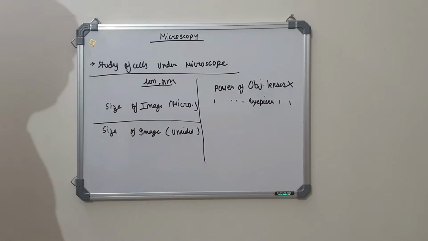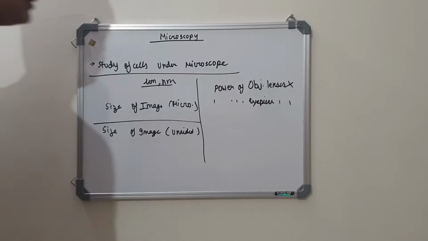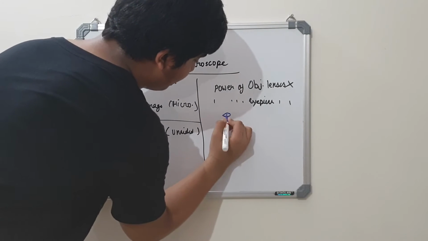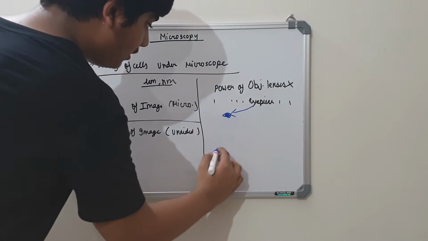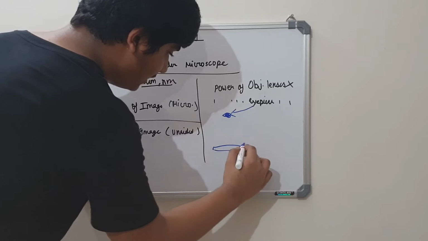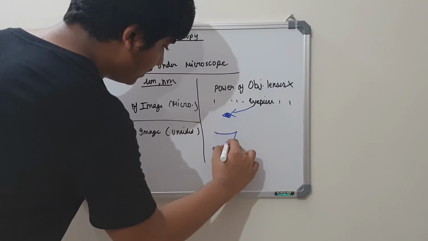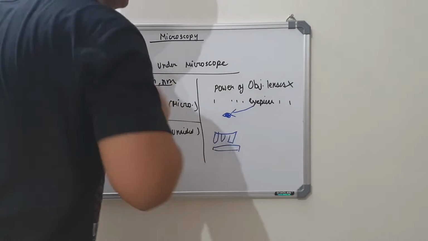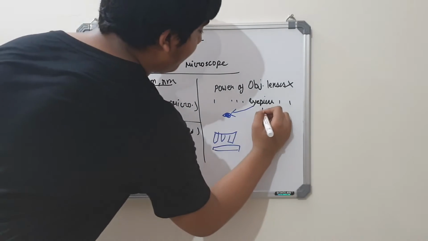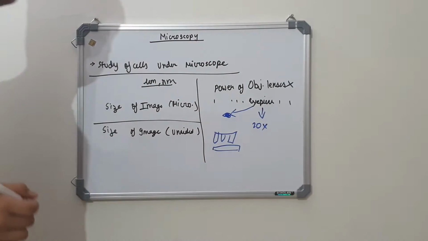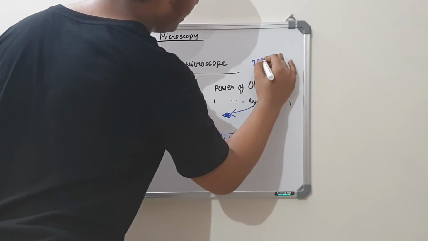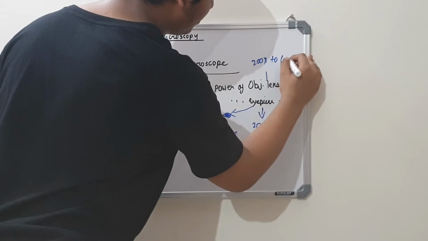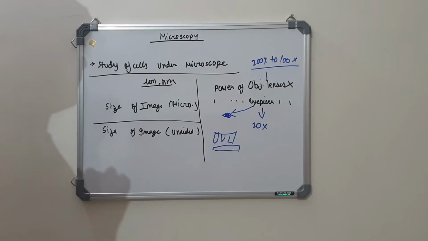So what are objective and eyepiece lenses? I am drawing a rough figure of a compound microscope. It is something like this. Here is the point where we see, and there is a lens here which is known as the eyepiece lens. When we go down, at the place where we keep our slides, just above that there are 3 or 4 lenses. These are objective lenses of different powers. The maximum power of eyepiece lenses can be 20 times magnification, and the power of objective lenses can range between 1 to 100 magnification.